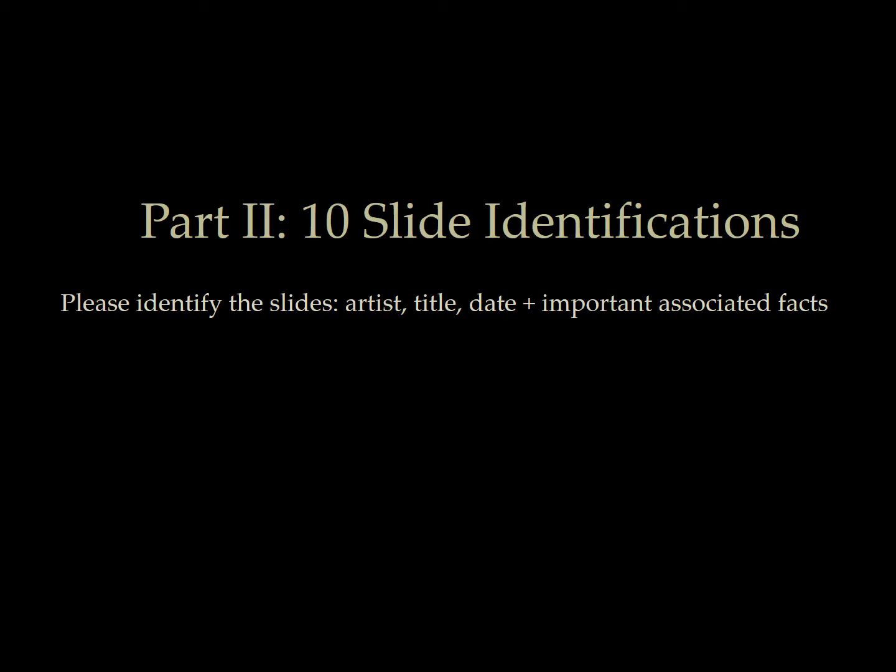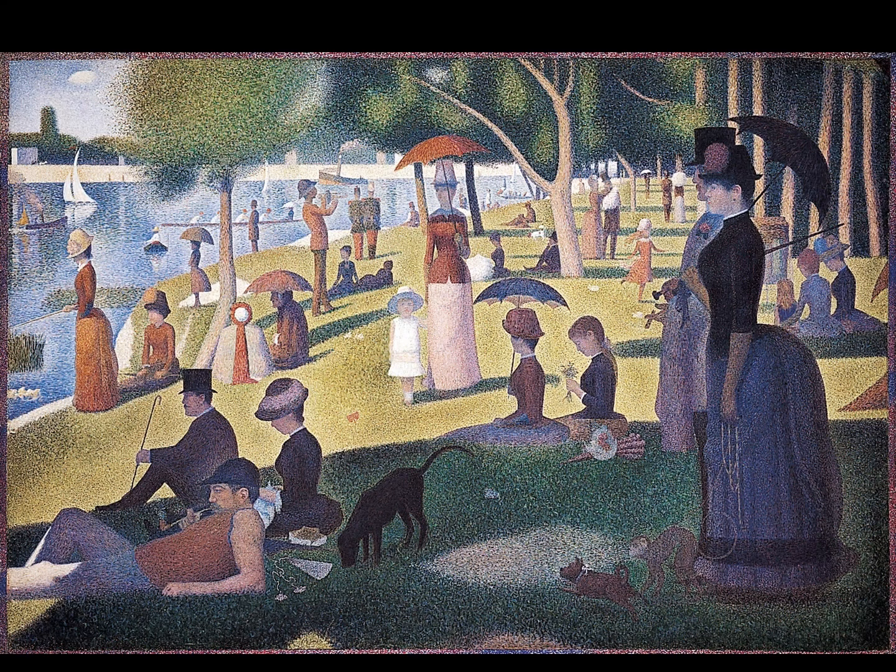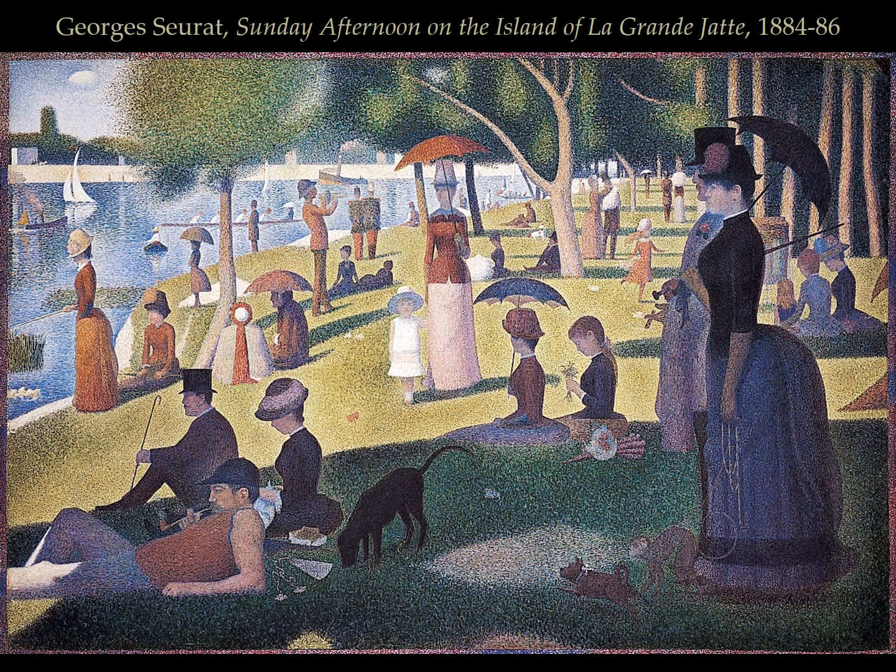Now, the next section will involve slide identifications, whereby you will be shown works that are in bold on the handouts, and you will need to be able to identify them: artist, title, and date. Seeing a work such as this, you should be able to identify it: artist, title, and date. In this instance, you should be able to state it's George Seurat is the painter, Sunday Afternoon on the Island of Le Grand Jatte is the title, and the date would be 1884 to 86.